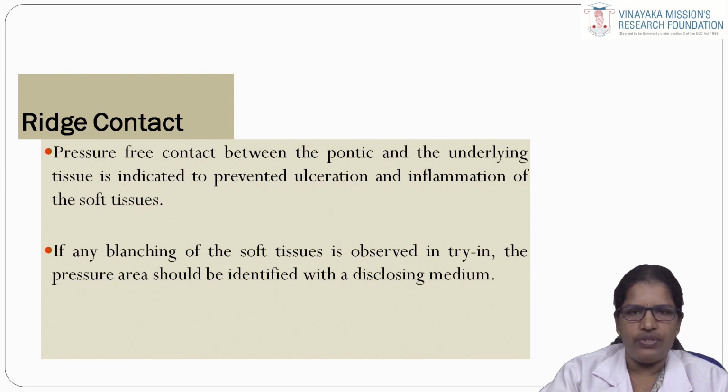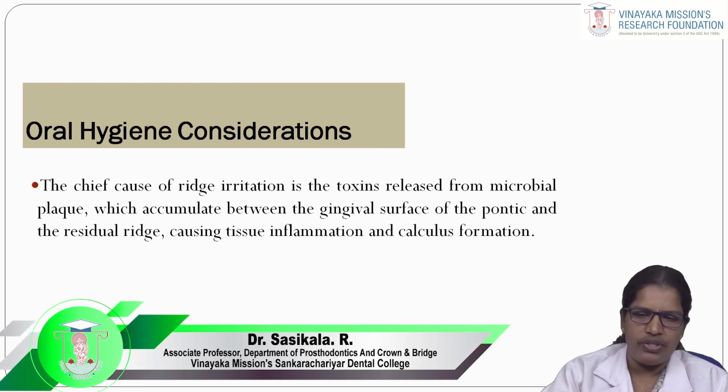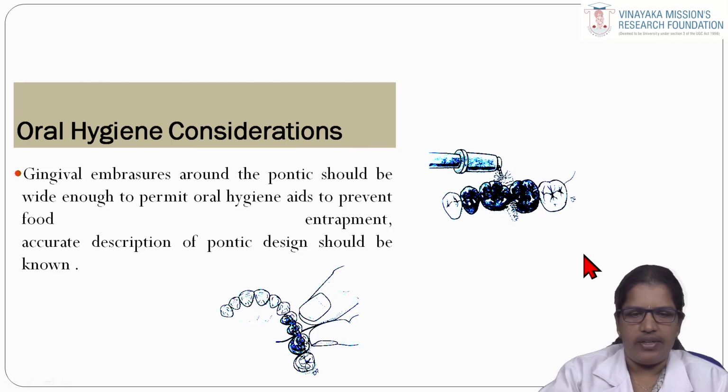If any blanching of soft tissue is observed in the try-in, the pressure area should be identified with a disclosing medium. In oral hygiene considerations, the chief cause of ridge irritation is the toxins released from the microbial plaque, which accumulates between the gingival surface of the Pontic and the residual ridge, causing tissue inflammation and calculus formation. So, based on this, we have to create the Pontic design. Then another thing is the gingival embrasures around the Pontic should be wide enough to permit oral hygiene in these regions and aid in preventing food entrapment. An accurate description of the Pontic design should be known.